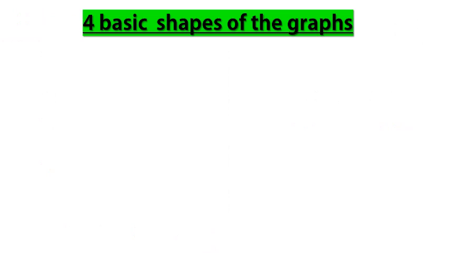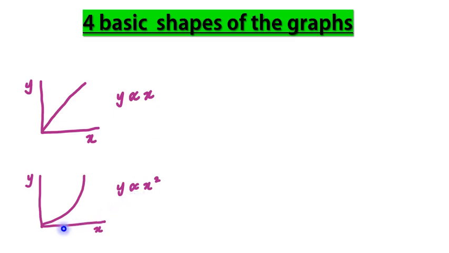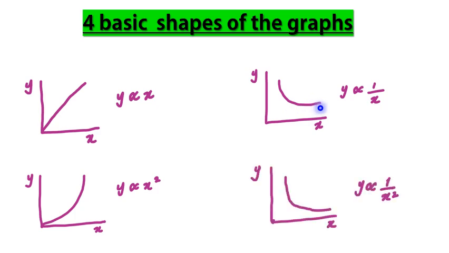Students, next I wanted to remind you of the basic shapes of the graphs. First of all, the shape of the y proportional to x graph. It's a straight line passing through the origin. Y proportional to x square graph is a curve with increasing gradient. Y proportional to 1 over x graph is a curve with decreasing gradient. It's an asymptote. Y proportional to 1 over x square graph is also a curve with decreasing gradient. But this time the graph is closer to the x-axis. You should know how to distinguish y proportional to 1 by x and 1 by x square graphs. And I request you all to remember these shapes of the graphs. It will really help you to solve MCQs.